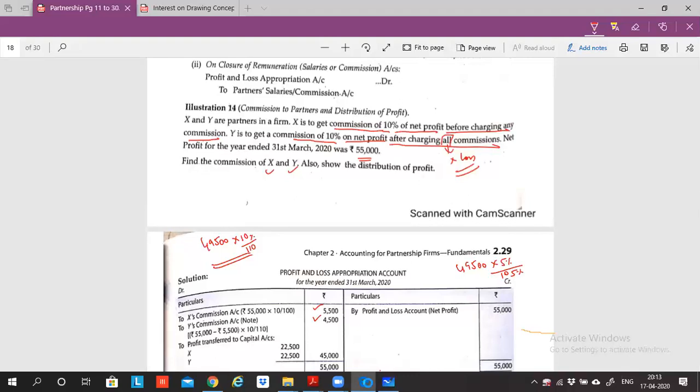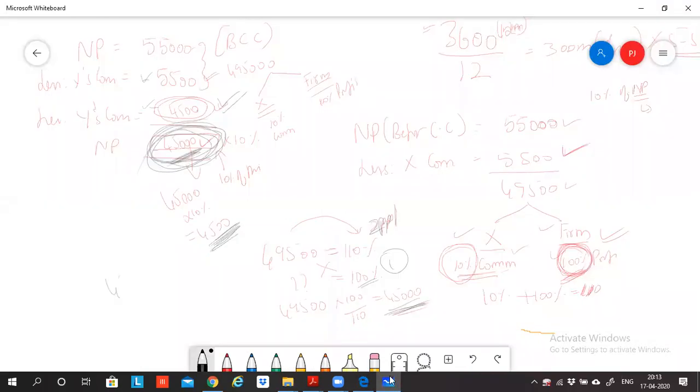This formula can be derived by using our formula. Our formula says, this is an alternative method, guys, this 49,500 is equal to 110%. Then how much is it equal to 10%? So it will be 49,500 into 10 by 110. This is the formula that your textbook has used.